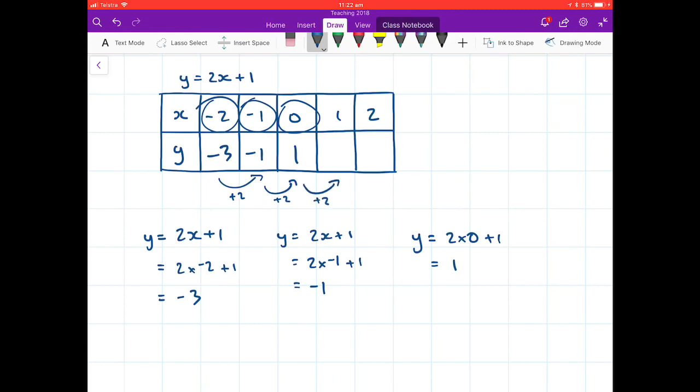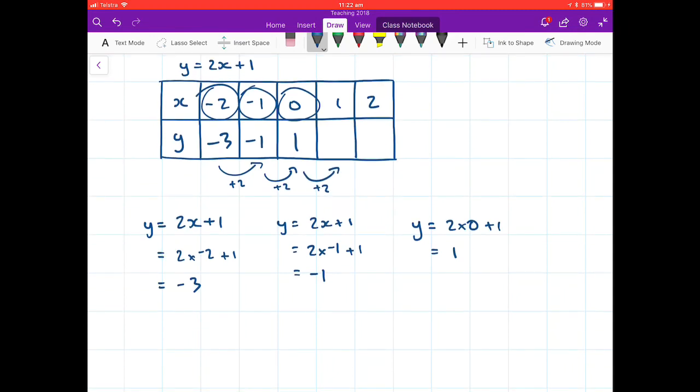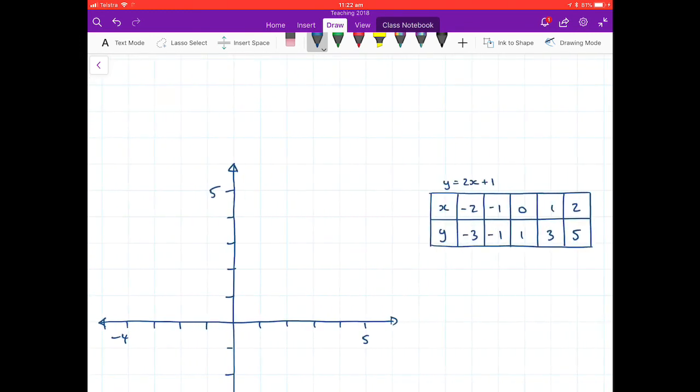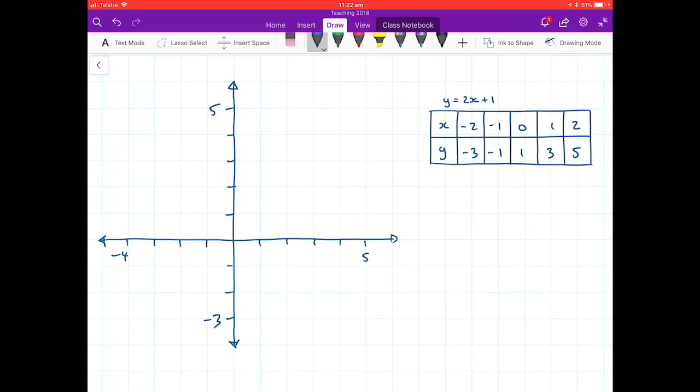So we could probably have a bit of a guess here and verify it. But the next one should be 3. So y equals two lots of 1 plus 1. 2 ones are 2, plus 1 gets us 3. And then we're pretty certain that that one there is going to be 5. So now that our table of values is done, we want to go and put that on a Cartesian plane.